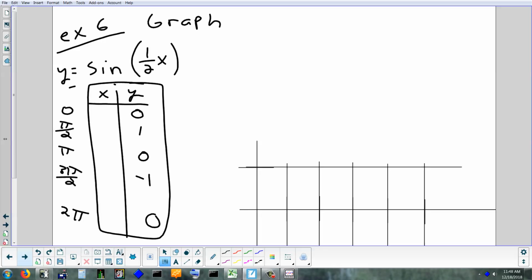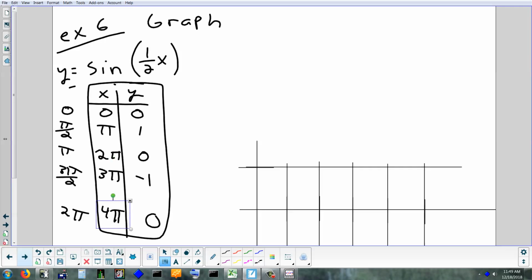Double everything. Start with 0. If you double 0, what do you get? 0. How about pi over 2 doubled? Pi. How about when you double pi, what do you get? 2 pi. How about when you double 3 pi over 2? 3 pi. And when you double 2 pi? 4 pi. So 0 pi, 1 pi, 2 pi, 3 pi, 4 pi.